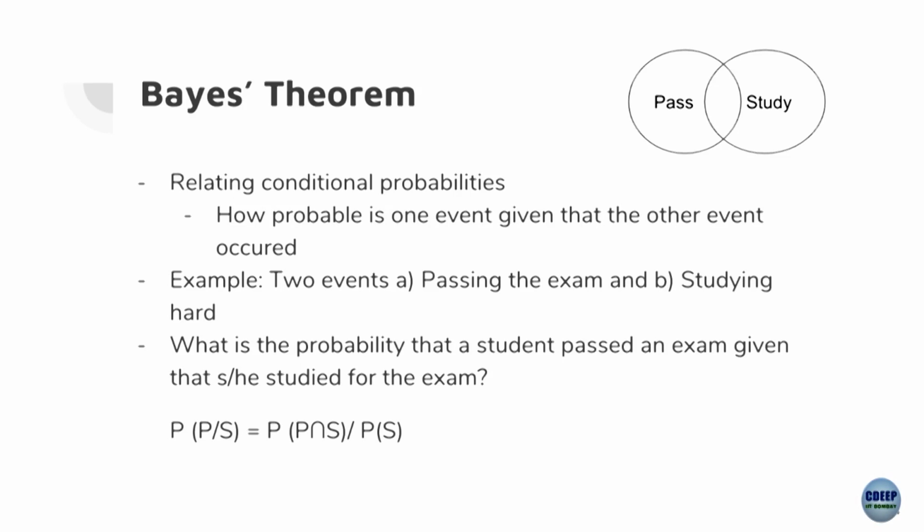I do not know whether the student studied or not. I know that Raju passed the exam. I want to predict, given that Raju passed the exam, what is the probability he would have studied, probability of S given P. So what is the formula? Probability of P given S, probability of passing. Still you have a common factor, probability of S intersection P or P intersection S, that is a common factor.